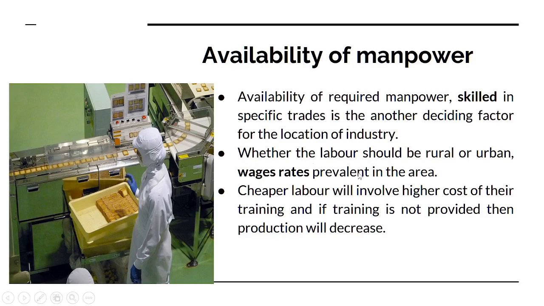First of all, to set up in food industry, it's important that we get skilled labor in specific trades. Now, the wages rate depends upon the area which we are selecting for setting up of a food plant, whether it is an urban area or a rural area. Third part is, if we are considering cheap labor, definitely it is going to involve higher cost of their training. And if training is not provided, then this will lead to production decrease.